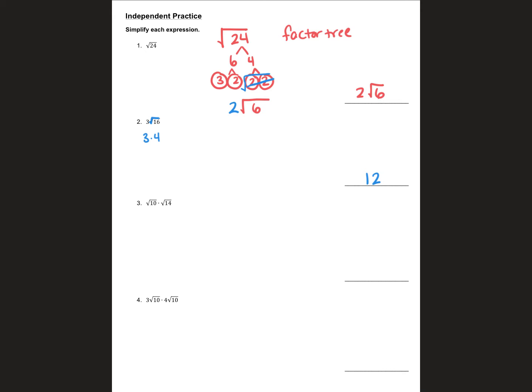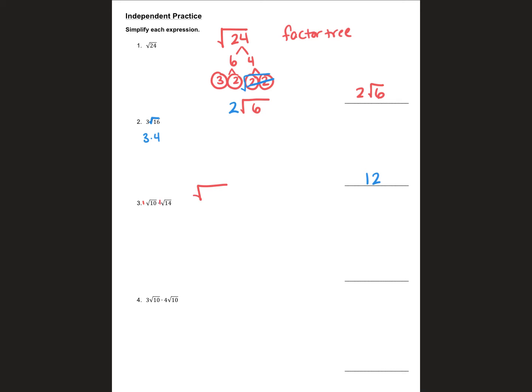In number 3, it's radical 10 times radical 14. Well, the rule for multiplying radicals is the outside numbers multiply to each other. In this case, the outside numbers are really 1 and 1. So that would be 1. And then the inside numbers multiply to each other. So 10 times 14 is 140.